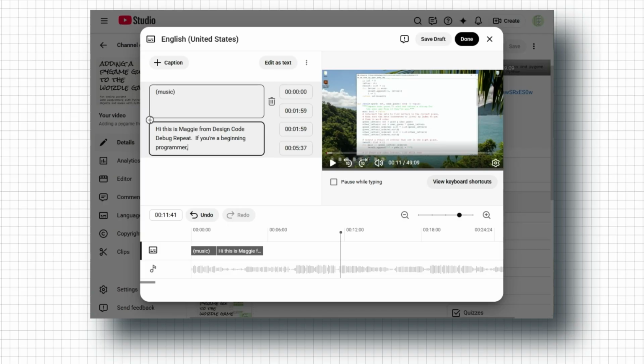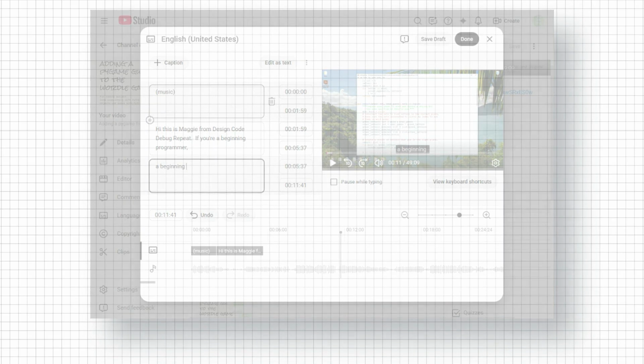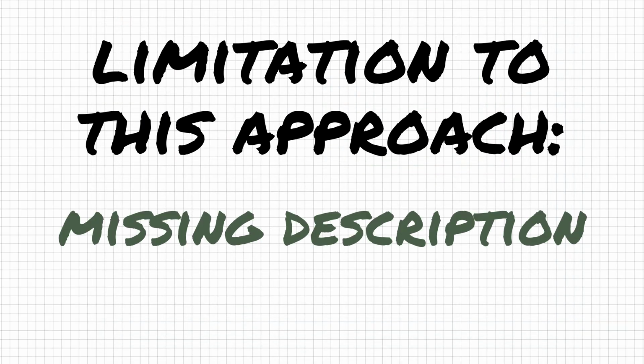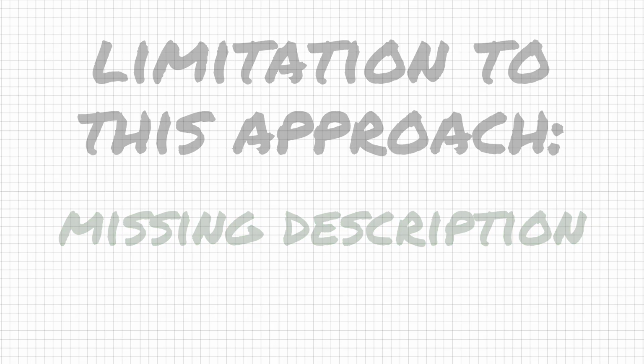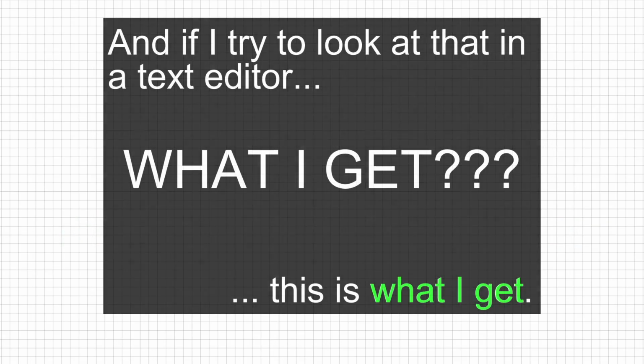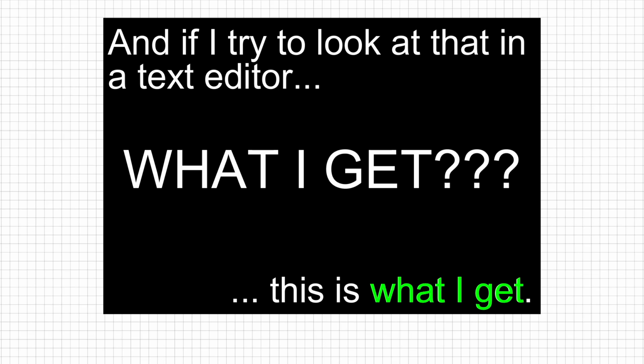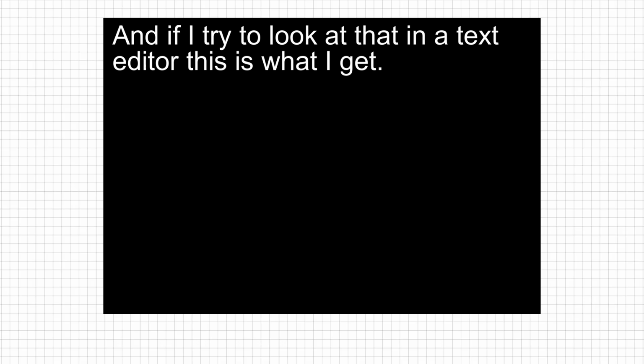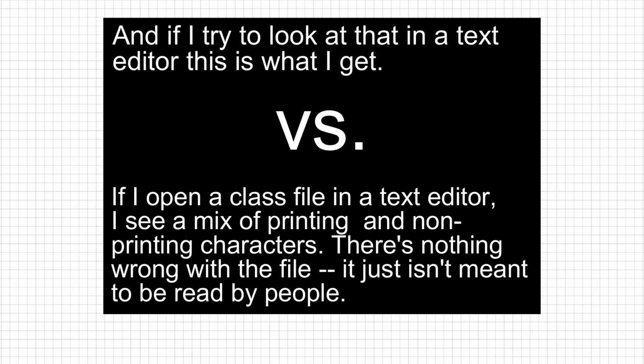Now, there's an important limitation to be aware of here. If the original video is missing description of important visuals, I may realize while I'm captioning that something needs to be explained. For example, earlier I said, "This is what I get," without describing what was on the screen. In a situation like that, there may not be enough time in the video to add that missing information, and captions alone can't fix that problem.